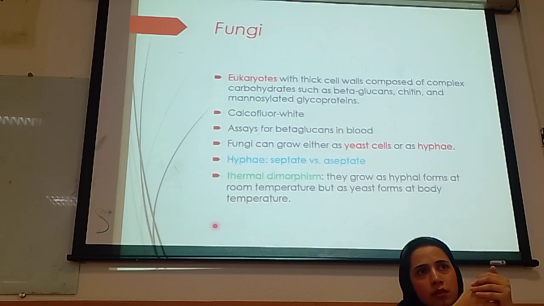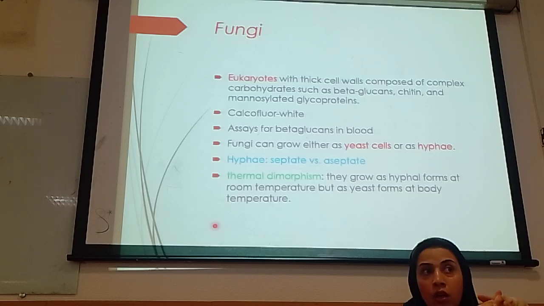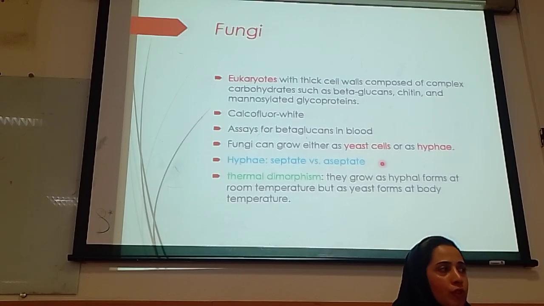Okay, one of the famous ones: Candida albicans. Aspergillus, aspergillosis. Mucormycosis. You saw the slides of mucor and aspergillus. So we have different types of fungi and they have different forms, for example, yeast cells or hypha, and the hypha may be septate or aseptate.